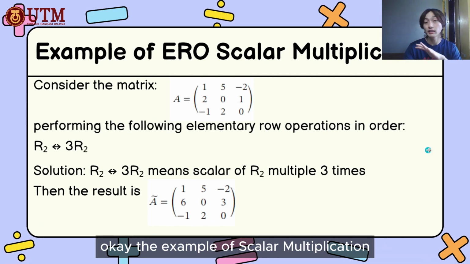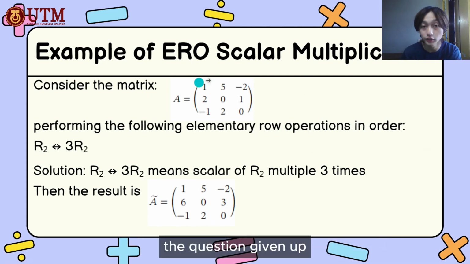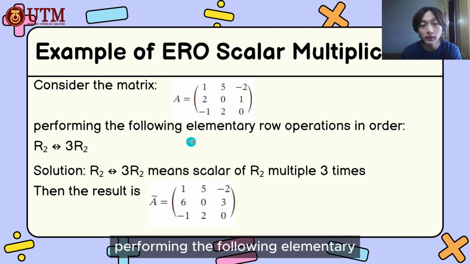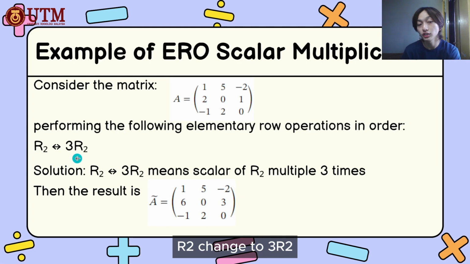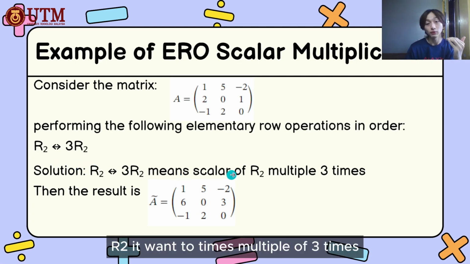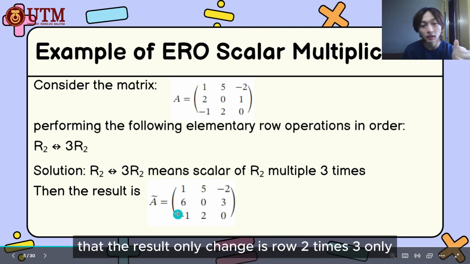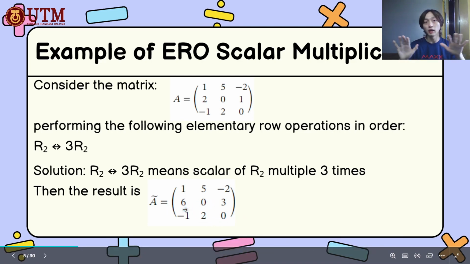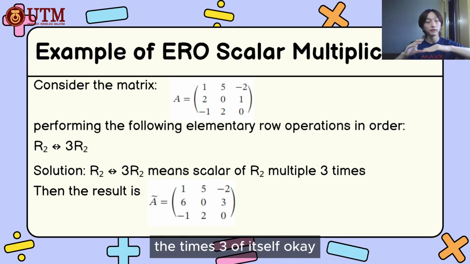Okay, the example of scalar multiplication. Consider the matrix. This is the matrix, the question given. Perform the following elementary row operation: R2 changes to 3R2. So this means R2 is multiplied by 3. You get what I mean? Then the only change in the result is row 2 times 3. The others didn't change, just row 2 times 3 of itself.